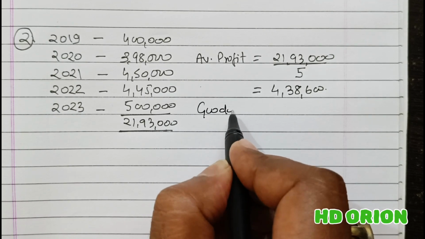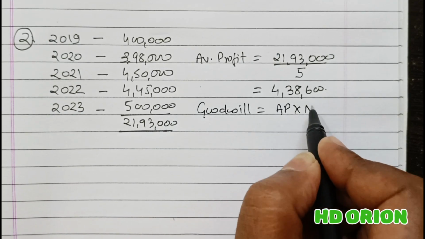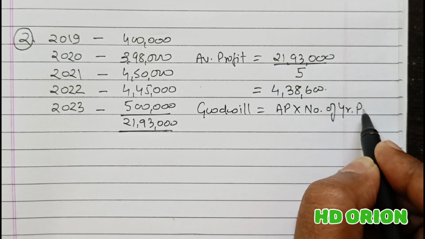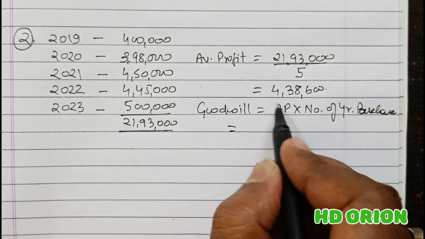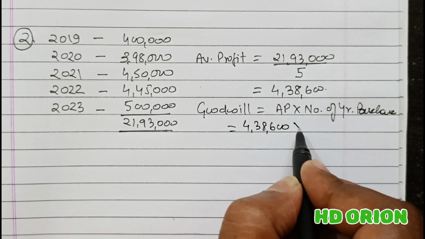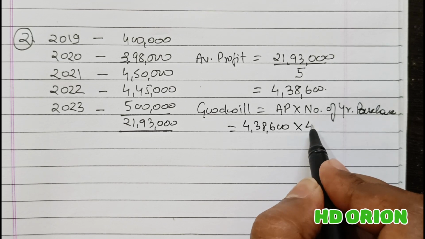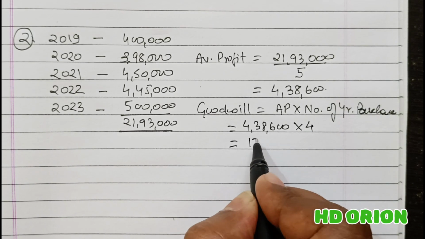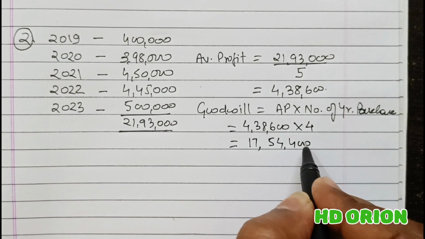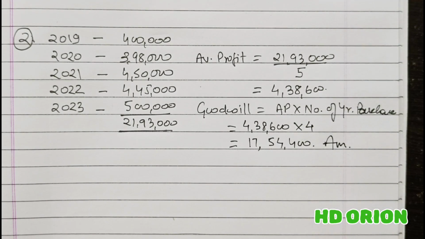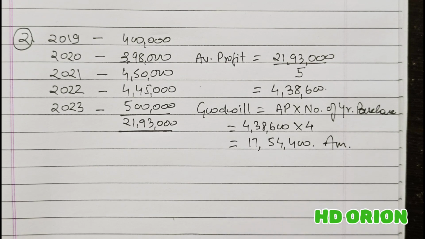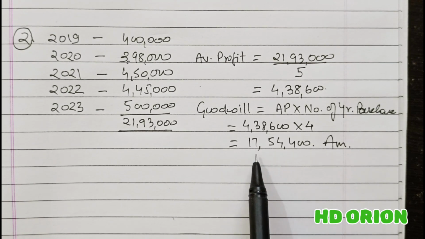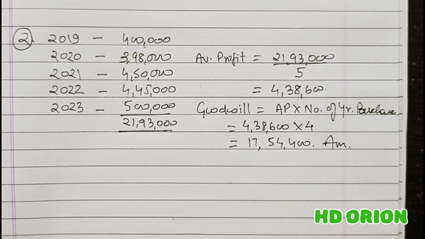Now goodwill. Goodwill is average profit multiplied by number of years purchased. Now average profit is rupees 4,38,600 and number of years purchase is given in the book, that is 4. When you multiply this, you get an amount of 17,54,400. This is the amount of goodwill calculated. It means the firm is expecting that in the next 4 years, the same average profit will be earned by the business. Based on that, goodwill is calculated as rupees 17,54,400.